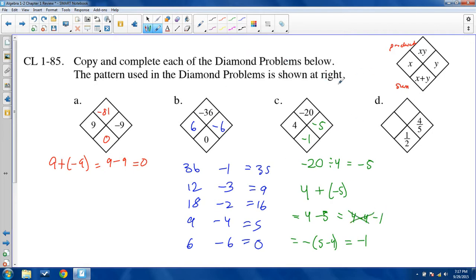Okay, final one, D. This one's a little different because now you have fractions, and this time you have the sum, so you have to figure out what two numbers add up to become 1/2. So I'm going to put an X right there just so I can create an equation. Let's use a different color to be unique. So this is X right here. If I add X and 4/5, I'm getting 1/2. So if you think of this in terms of algebra, if you subtract 4/5 from both sides, X will equal 1/2 minus 4/5. So the question is, what is 1/2 minus 4/5?